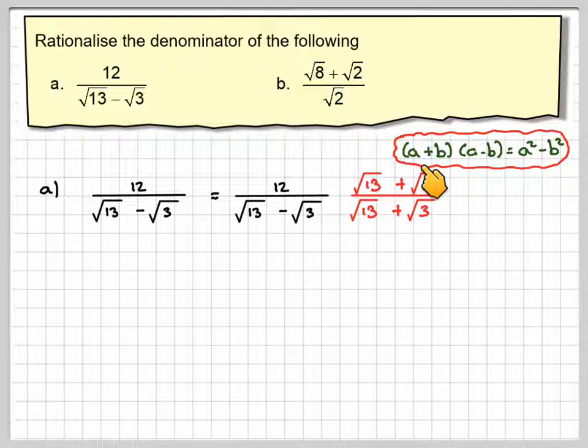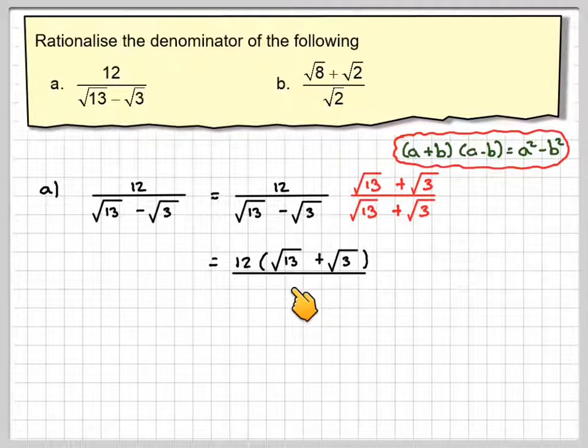And now we can apply this idea, because we've got a times a. So, sorry, on the numerator, we're going to get 12 times root 13 plus root 3. But in the denominator, we're going to get root 13 times root 13, which is 13, i.e. a squared, minus root 3 times root 3, which is going to give me 3.